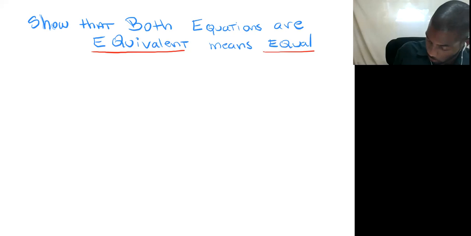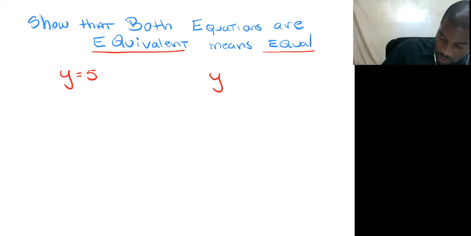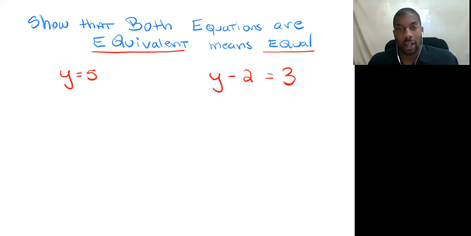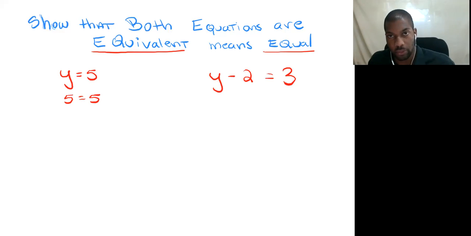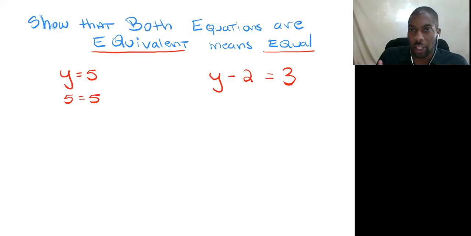All right, I'm going to give you the equation. Let's go with y equals 5, and the equation y minus 2 equals 3. I want you to show that both of these equations are equivalent. Well, what do I know? I know that y is equal to 5. So no matter what y is, on both sides of the equal sign, it's 5. That's one equation. What can I do to show that this is equivalent to y minus 2 equals 3?